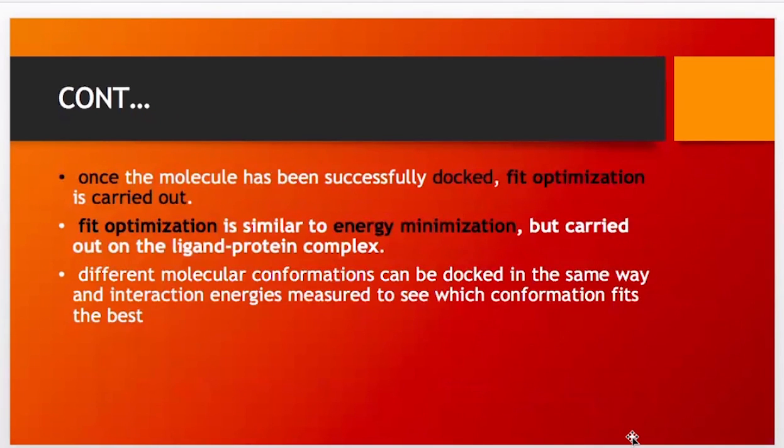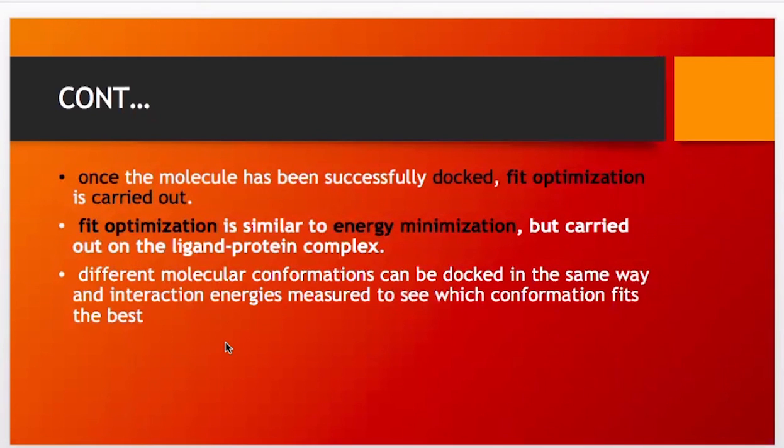So once the molecule has been docked, after the molecule is bound well to the binding site, there's what we call fit optimization. Fit optimization should be carried out next. With fit optimization, this is similar to energy minimization, where you try to minimize the steric strain that is there in the compound after docking and so forth. That's what happens with the manual one.